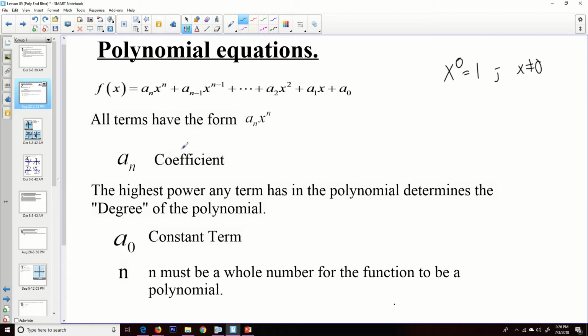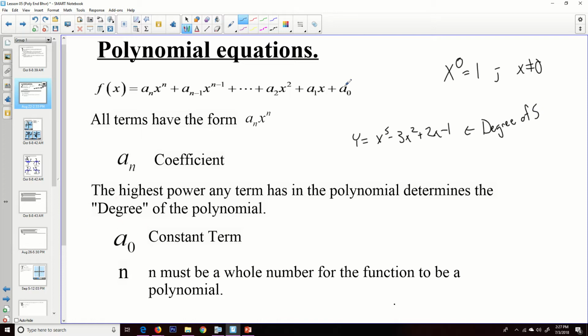A sub n is a coefficient, so a sub n minus 1, a sub 2, a sub 1, and a sub 0 are all coefficients. The highest power of any term of the polynomial determines the degree of the polynomial. So if we saw something like this, y equals, let's say, x to the 5th minus 3x squared plus 2x minus 1, then we would say that this thing has a degree of 5.